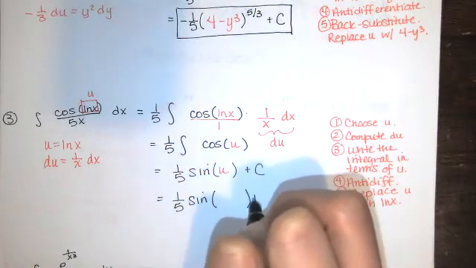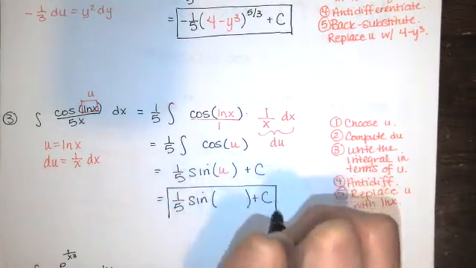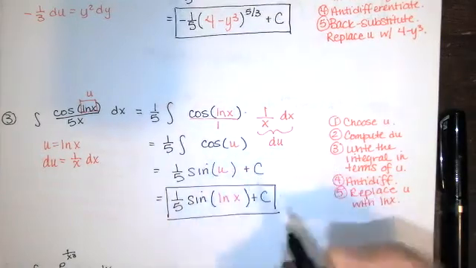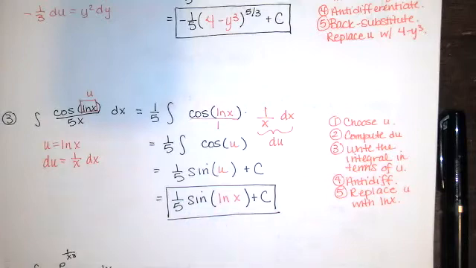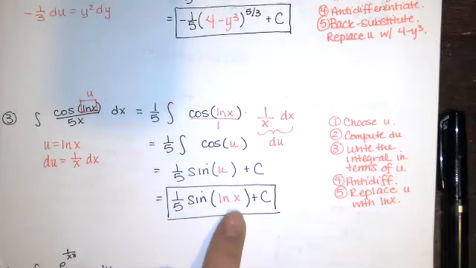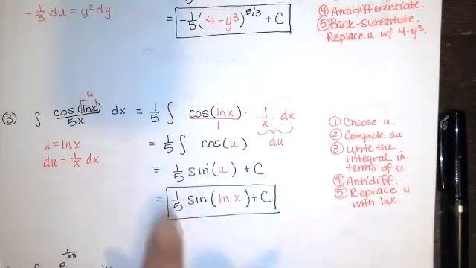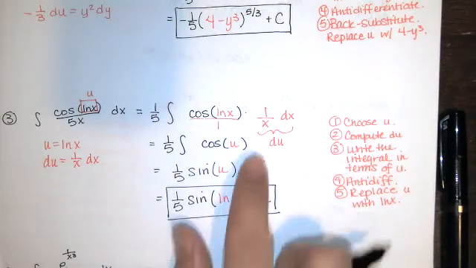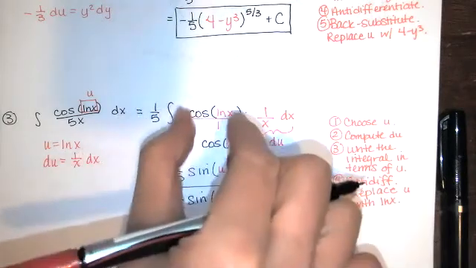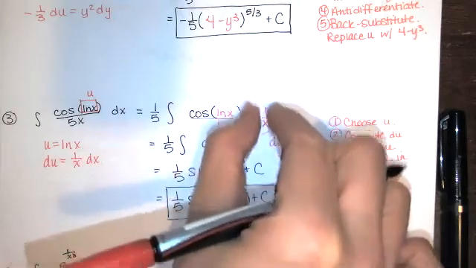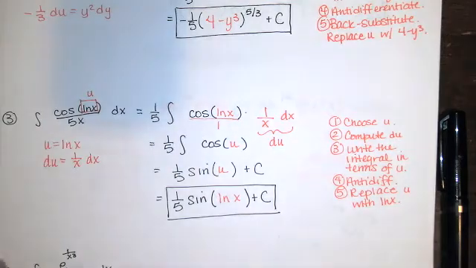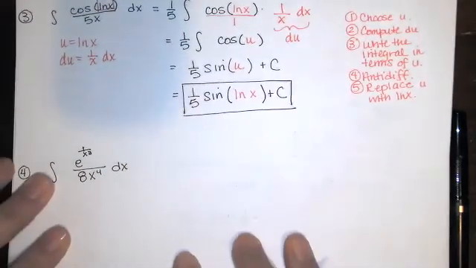And if I take the derivative of this guy now, the derivative of 1/5 sine of natural log of x is 1/5 times the derivative of the outside, that's cosine of natural log of x, times the derivative of the inside, which is 1/x. And if I simplify that 1/5 times cosine of natural log of x times 1/x by writing it as a single fraction, I get my original integrand. So that indicates that we did it correctly.